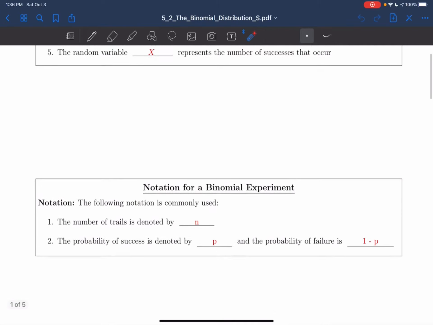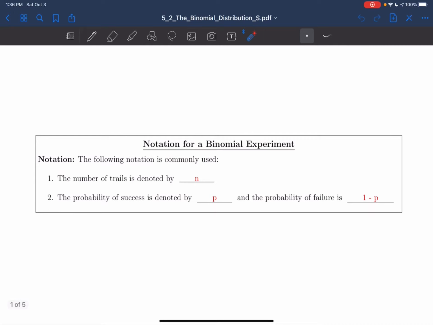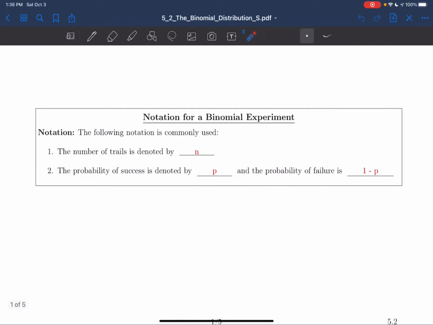There's a couple of notations that I want you to get really familiar with because we're going to use these a lot. So again, the number of trials is denoted by the letter n, and the probability of success is denoted by the letter p. And so the probability of failure is just 1 minus p.